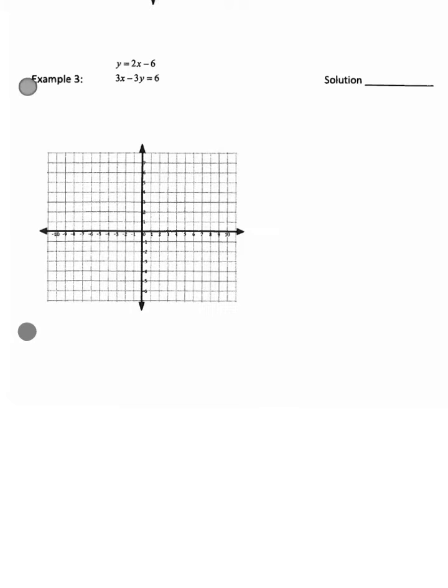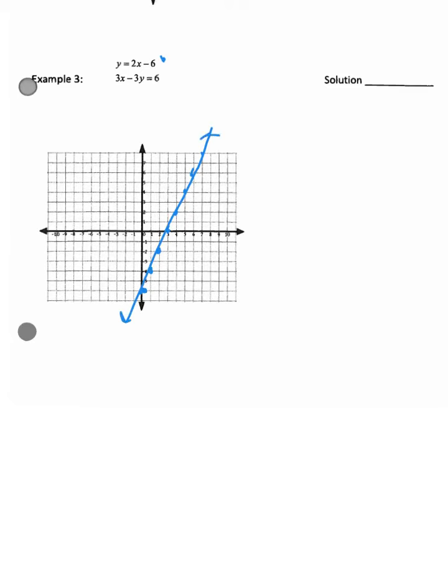Alright, so for the next example, again, I always check to make sure that the equation's in slope-intercept form. y equals 2x minus 6, that is in slope-intercept form. So I'm going to plot the y-intercept, which is negative 6, and I'm going to go up 2 over 1, since my slope is 2. Up 2 over 1, up 2 over 1, following the pattern all the way up through the graph.